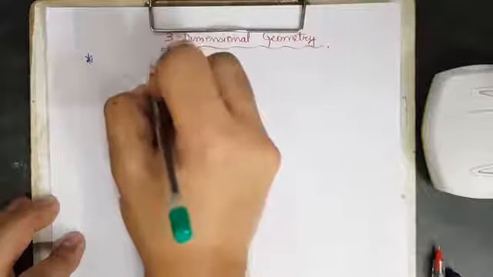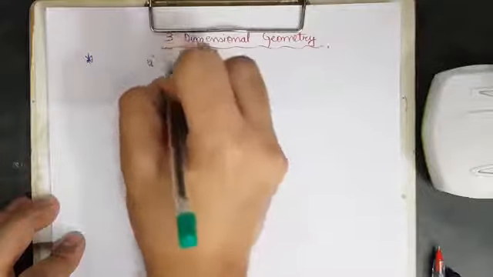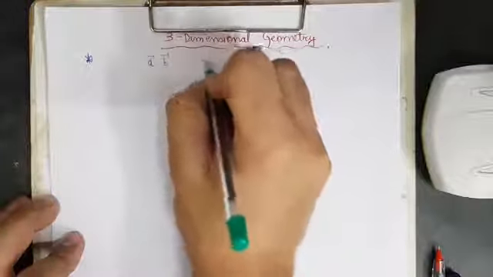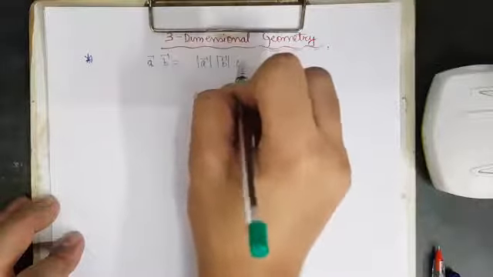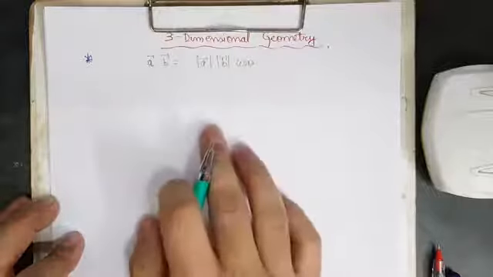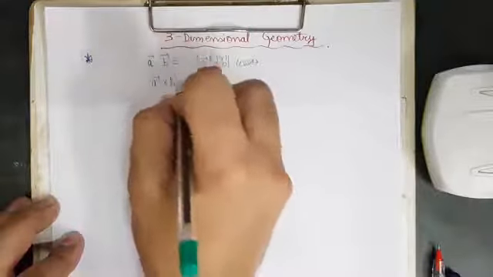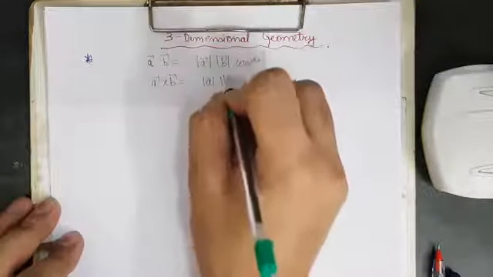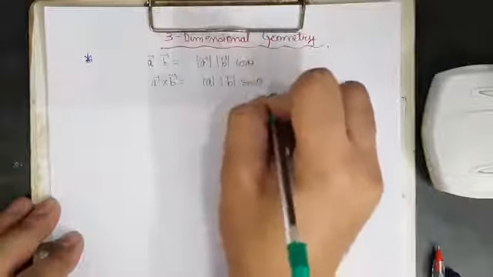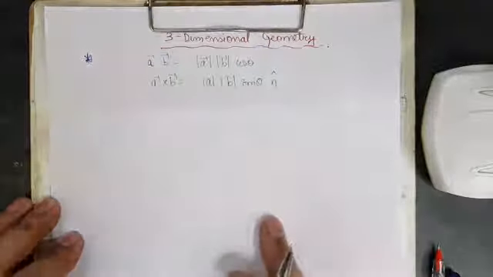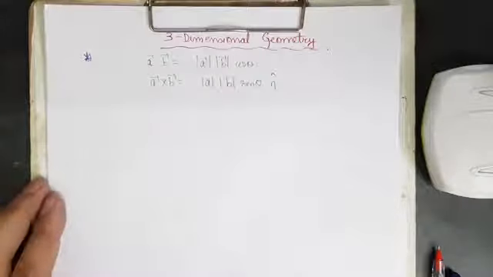Let me first tell you the basics that I want you to know before beginning this chapter. The dot product A dot B is equal to modulus of A into modulus of B into cos theta, where theta is the angle between the vectors. And A cross B is equal to mod A mod B into sine theta n cap. These two are known to you because you have already solved the chapter on vectors.